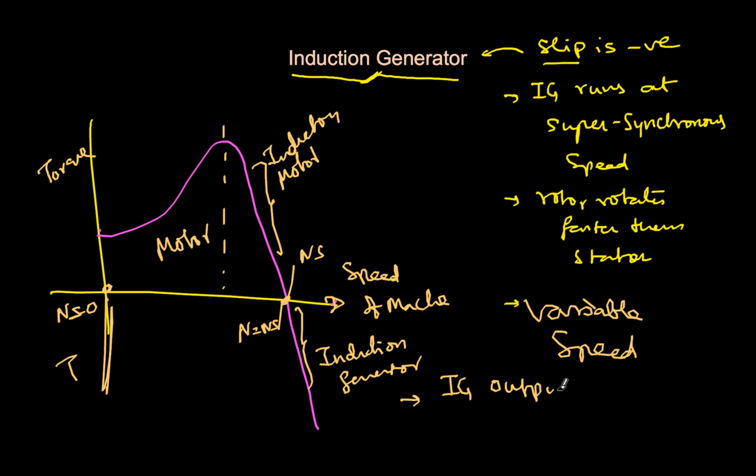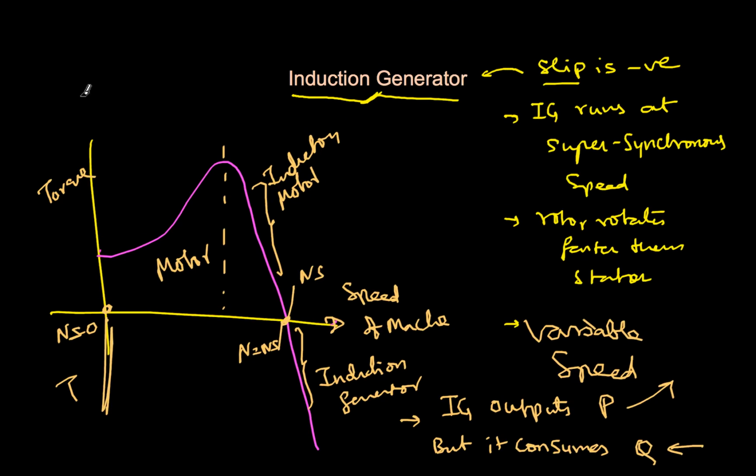outputs active power P, but it consumes Q. So although it is generating P, it is consuming Q. So that means you have this induction generator. It is supplying P, but it is consuming Q. Therefore, this Q has to come from somewhere. So there is a local capacitor bank.